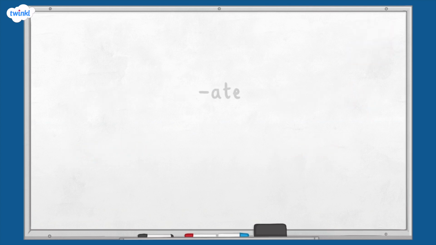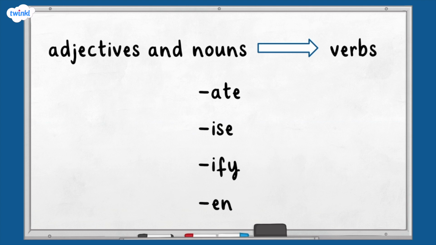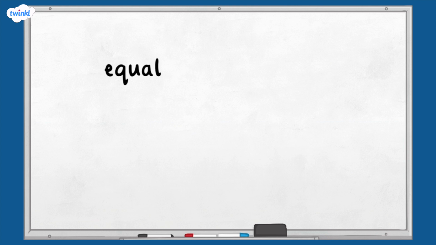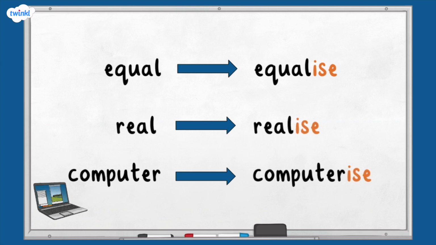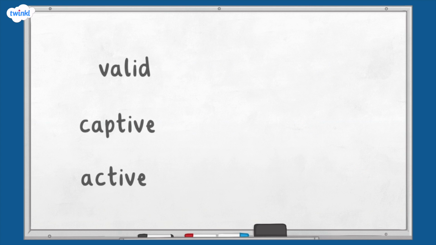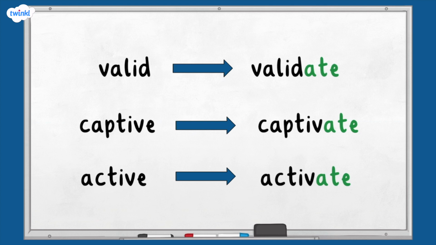This changes a root word from an adjective into an adverb. The suffixes "ate", "ise", "ify", "en" can be added in the same way to change some adjectives and nouns into verbs. Let's look at some examples. The suffix "ise" can be added to the adjective equal to make the verb equalise. The suffix "ise" can also be added to the adjective real and the noun computer to form the verbs realise and computerise. The adjectives valid, captive and active can have "ate" added to become verbs: validate, captivate and activate.